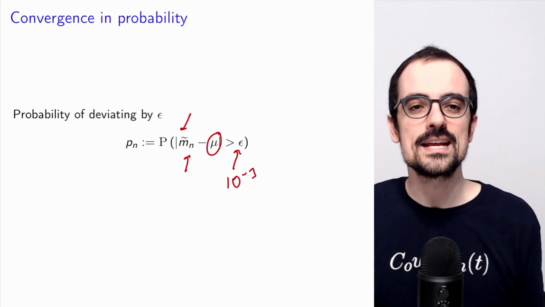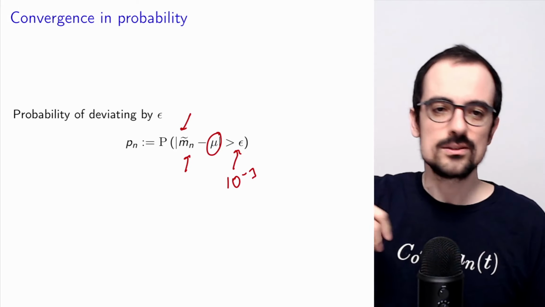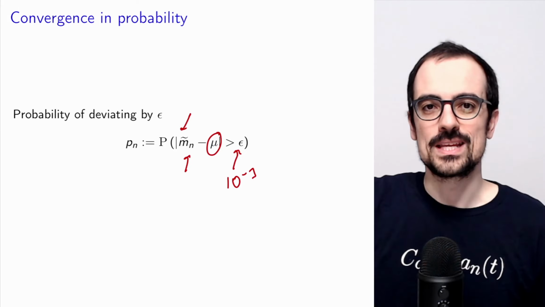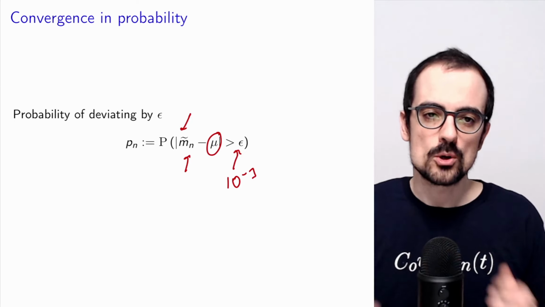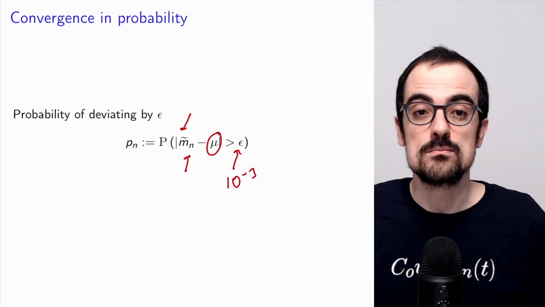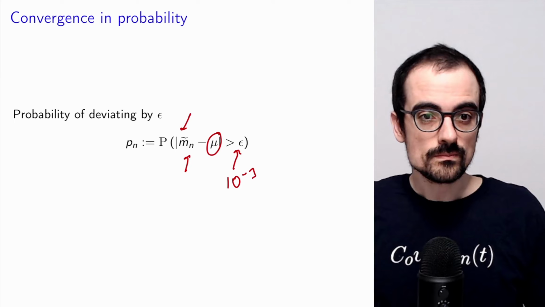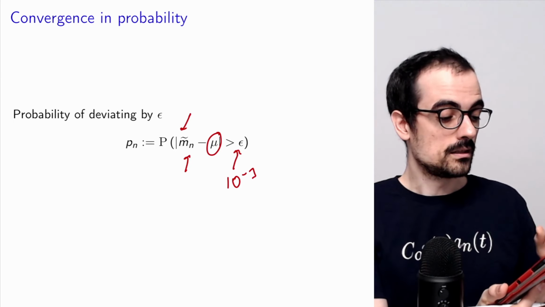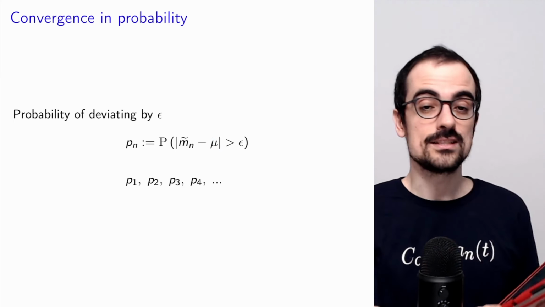And you're interested in saying, eventually, what is the probability, for n, I don't know, equals 1000, that I'm going to deviate by more than 10 to the minus 3? We can actually look at those probabilities in terms of a sequence, right?